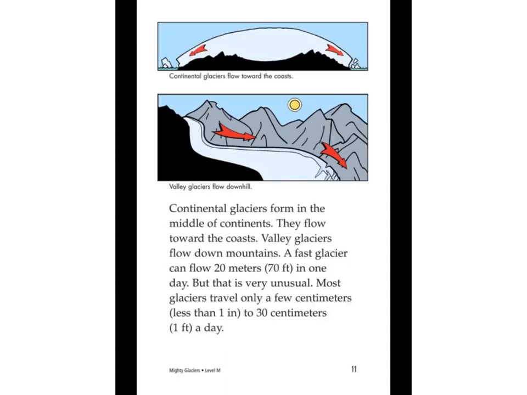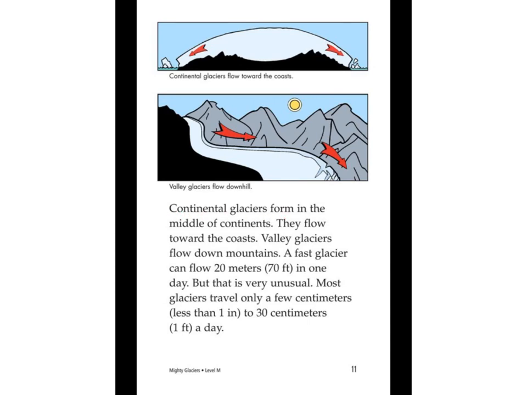Now we have how they flow. Continental glaciers flow towards the coasts. Look, they go into the ocean, and this is an iceberg. Yes, these become ice floes. But valley glaciers flow downhill. They become like a slow river of ice.